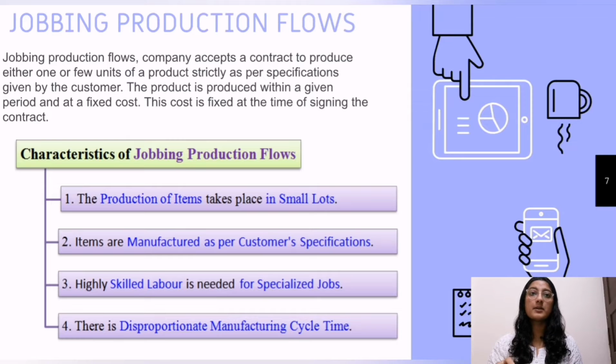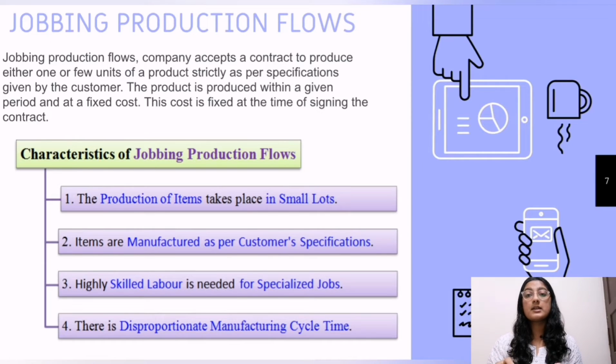The features of jobbing production flows is that it takes place in small lots. Like I said, the amount of units might be small compared to the previous production flow. Then it is clearly manufactured based on the specifications and requirements of the customer.